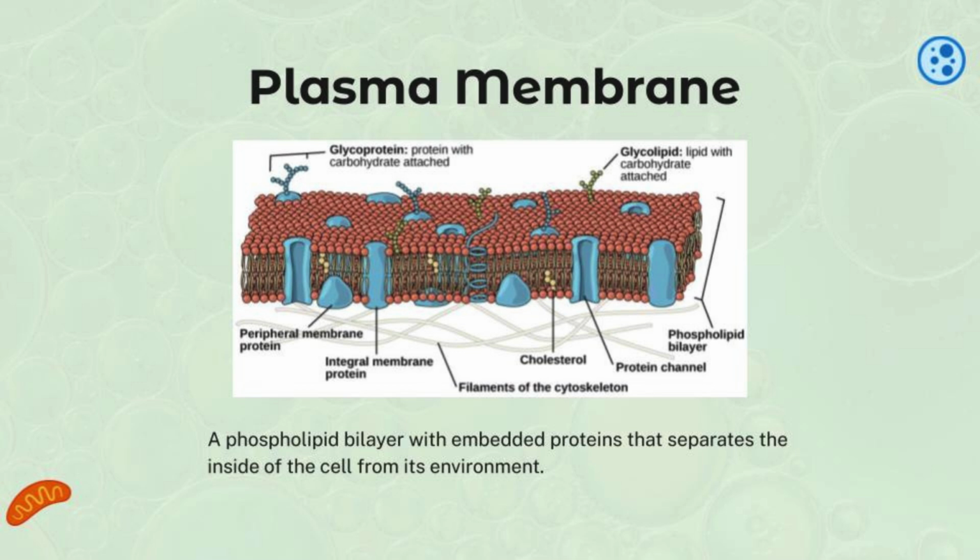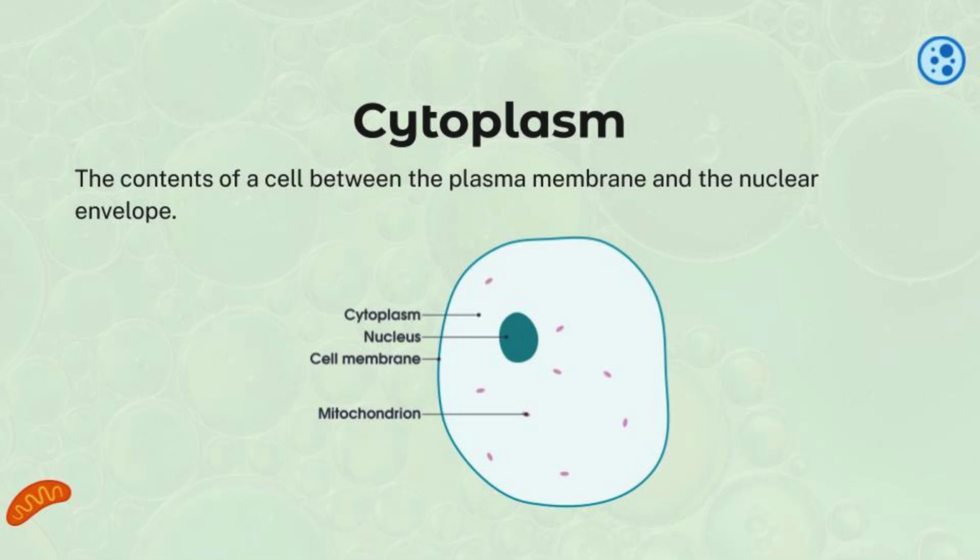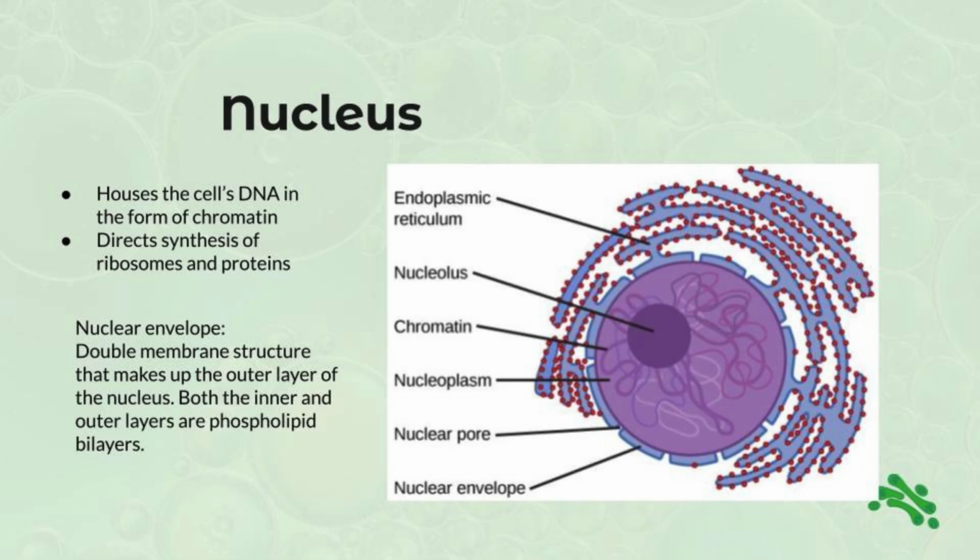All right, so the plasma membrane is our first part. This is a phospholipid bilayer that separates the inside of the cell from its environment. Think of it as a soft bubble around it that holds everything in. The cytoplasm is the jelly-like substance that keeps everything floating. If your cell didn't have cytoplasm and wasn't inflated, then it would just kind of collapse. So it helps provide structure, especially for animal cells.